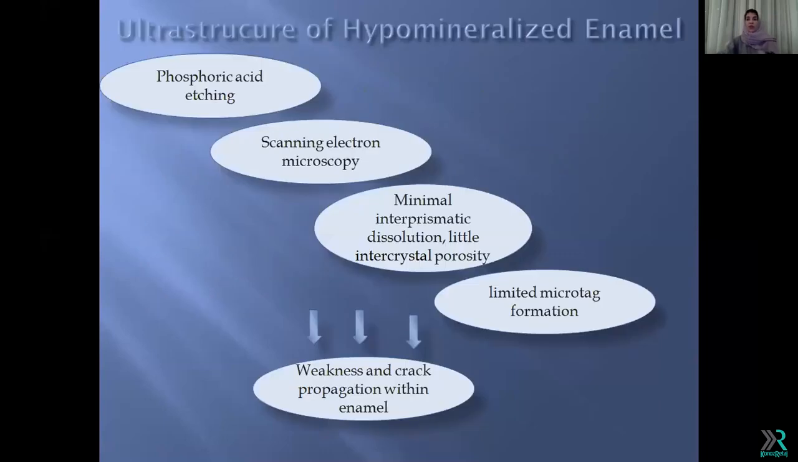The structure of hypomineralized enamel after acid etching with phosphoric acid under the scanning electron microscope shows minimal interprismatic dissolution, little intercrystal porosity, limited microtag formation, and weakness and crack propagation within the enamel.